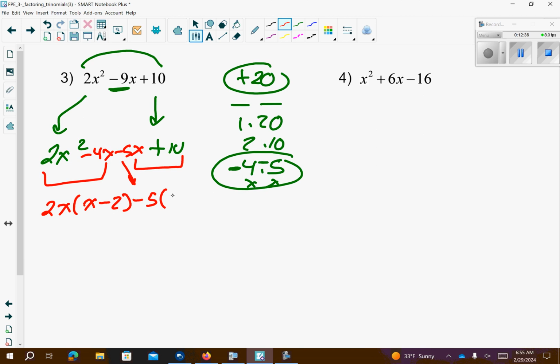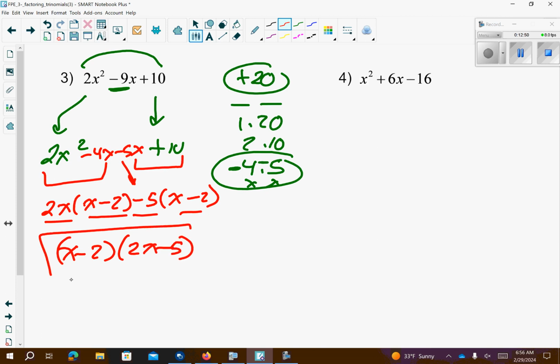Factor out a negative 5. Factor negative 5 out of negative 5x. That's going to be positive. Factor negative 5 out of positive 10. That's going to give me a negative 2. These are like terms. And then whatever I've left is my answer, 2x minus 5. There's my whole answer.